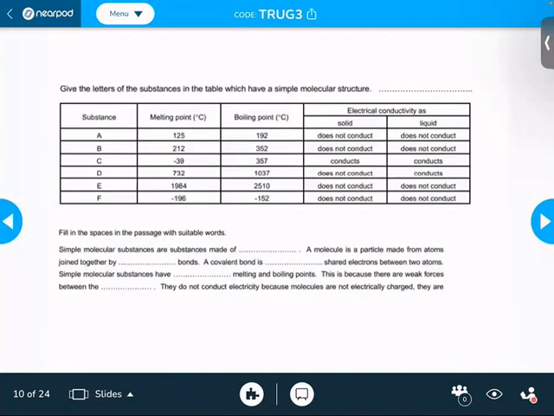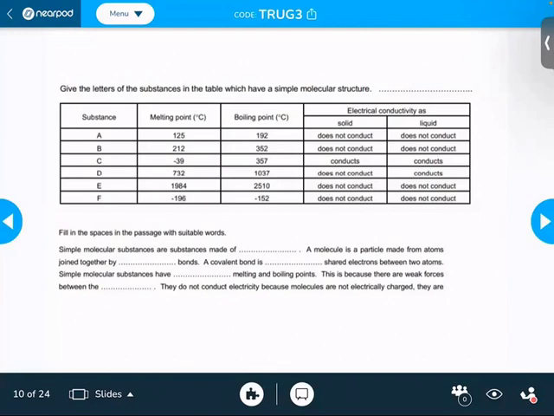If it's got a simple molecular structure, that means it's going to be easy to boil. It's going to have a low boiling point because it's going to have covalent bonds. The word molecule tells me it's covalent. So it's going to have a low melting point and low boiling point. These things are all relative. Crucially, if it's a simple molecule, it is not going to conduct electricity. So I can get rid of C automatically. That conducts, so it cannot be a simple molecule.